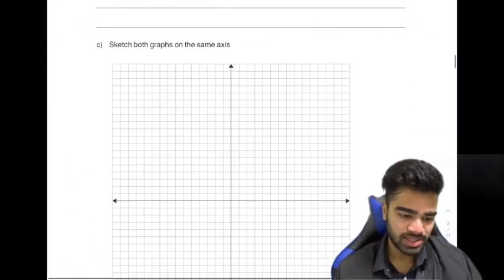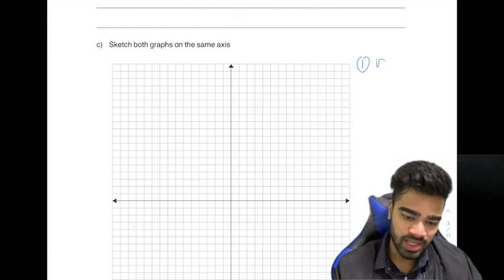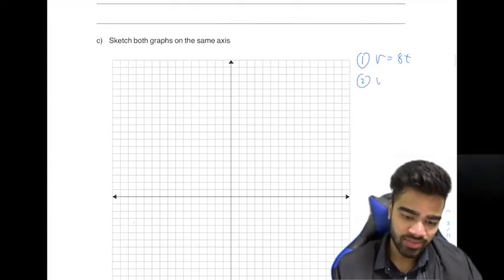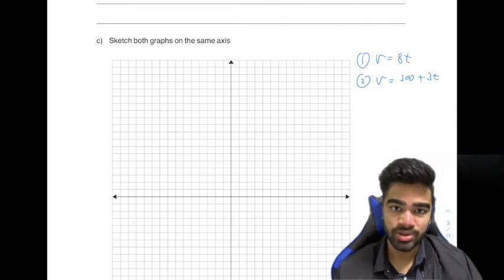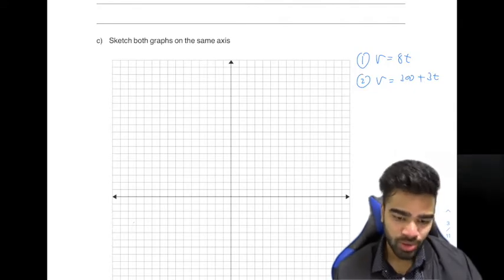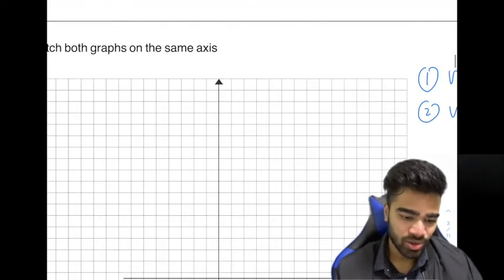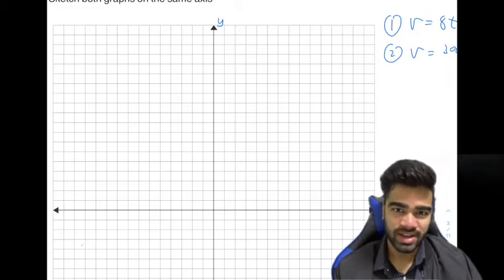Okay. Part C asks, sketch both graphs on the same axes. We'll have two graphs. Graph 1 is V is equal to 8t. That's the first reservoir. And the second graph is V is equal to 300 plus 3t. Okay, so you have two graphs to worry about this time. So what you guys are probably not used to at this stage is actually, it's not y-axis and x-axis anymore, right? Because there's no y and x in this variable.